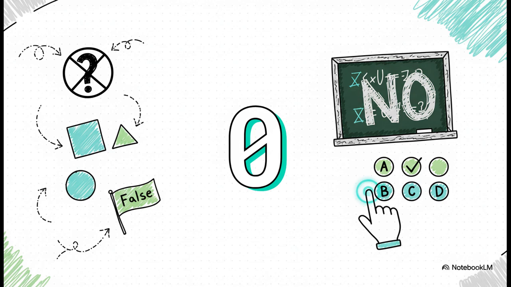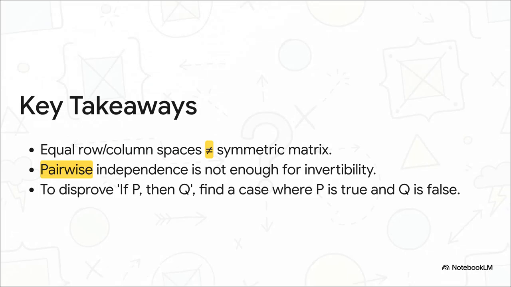None of them were true, which means the correct option on that multiple choice test was D, none of the above. You see, this wasn't just about getting the right letter. It was about understanding why the wrong answers are wrong. We learned that our intuition about spaces can sometimes lead us astray. We learned that any pair is not the same as the whole set. And we really hammered home that powerful logical tool. To kill an if-then statement, you just need one counterexample.